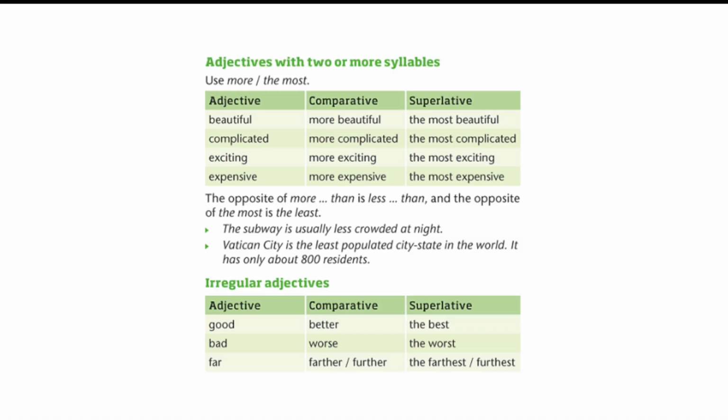In this case, we have the irregular adjectives, so they have their own forms in comparative and superlative, and we have to try to keep in mind these adjectives in English. For example, the adjective good in comparative is better, but for superlative, we say the best. The adjective bad, what's the comparative form? We say worse. But for superlative, we say the worst. And far, for comparative, we say farther. But for superlative, we say the farthest or the furthest in English.